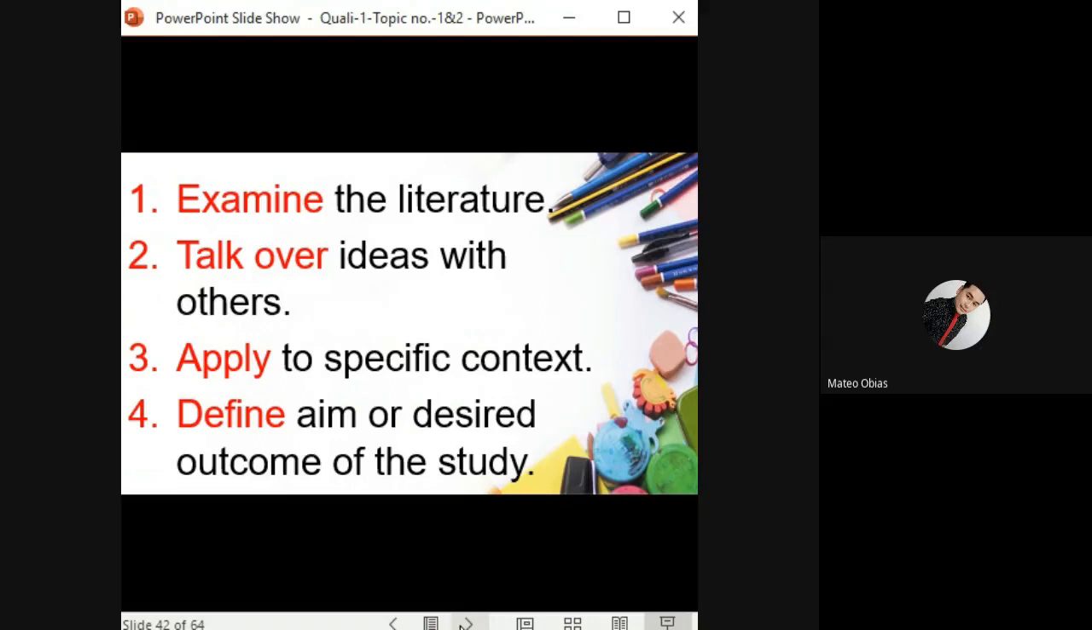Okay, define the aim or desired outcome of the study. So what does this mean? Will the research question be for exploratory ba to, explanatory, or descriptive study? Okay. So ano bang study na to? Does this study involve applied or basic research? So you have to define the desired outcome of the study. Okay? So that is the techniques for narrowing down a topic, for narrowing a topic into a research question.